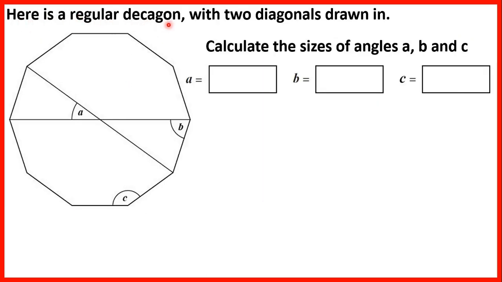Here is a regular decagon with 2 diagonals drawn in. Calculate the sizes of angles A, B and C. So it's a decagon, which is a 10-sided shape, and the word regular tells us that all of the sides are the same length. Now what we can do is split our decagon into 10 sections by joining the middle of the decagon to each corner.